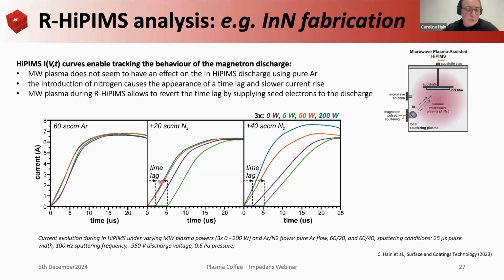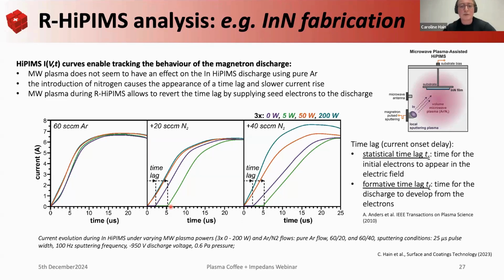What happens is that we have these so-called time lags, right? There's a delay in when our current actually develops, or when our discharge develops. This time lag, in other words a delay in the current onset, is a contribution of what's called a statistical time lag, which is the time needed for the initial electron to appear in the electric field, and a formative time lag, which is the time needed for the discharge to develop from the electrons.